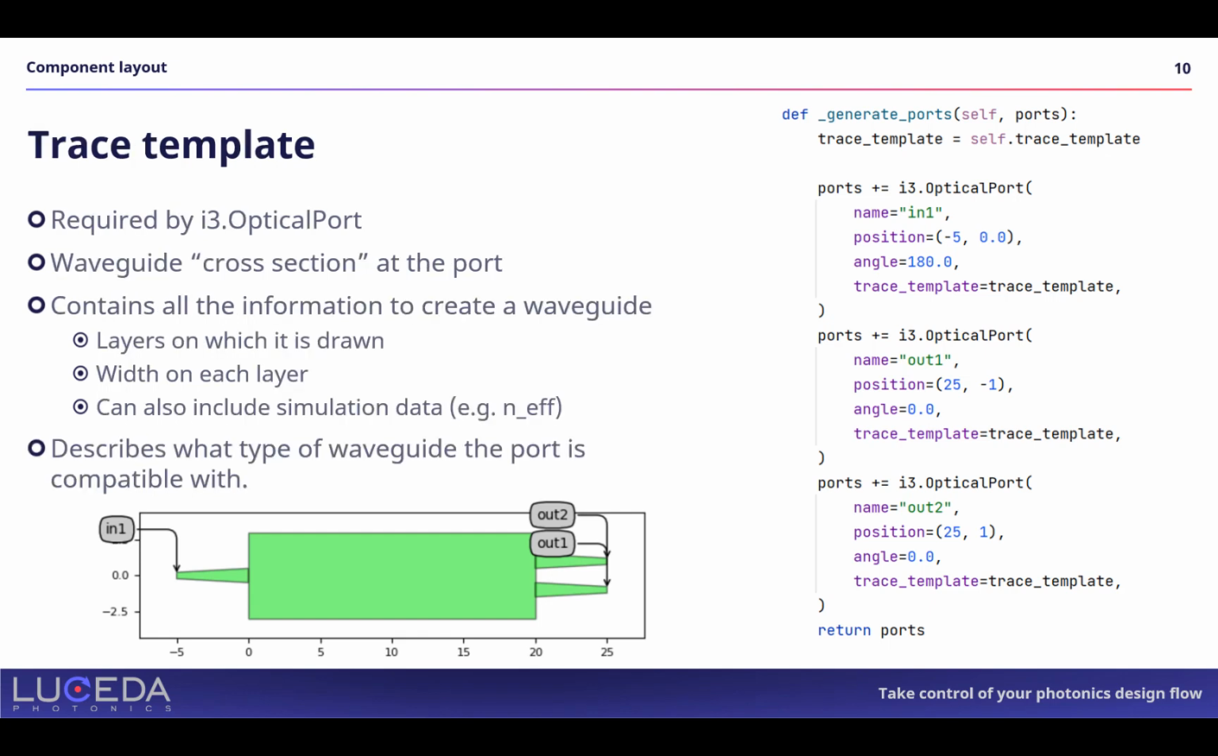In addition to the other variables, each optical port requires something called a trace template. This describes the waveguide cross-section at the port. It is a type of class that describes all the information needed to create a waveguide. For example, it contains which layers the waveguide will be drawn in and the width of these layers. From this you can determine the cross-section.